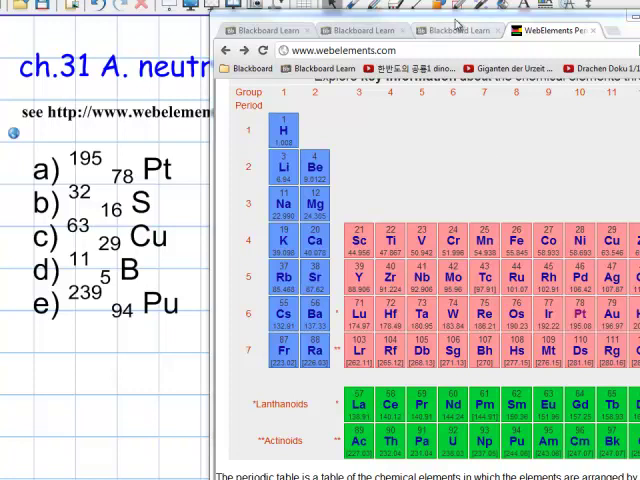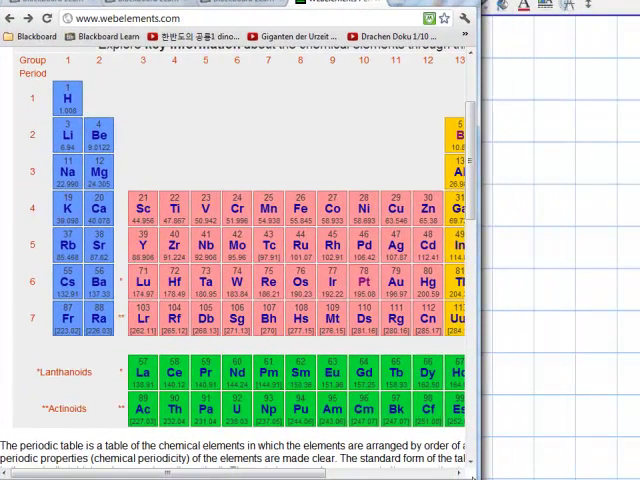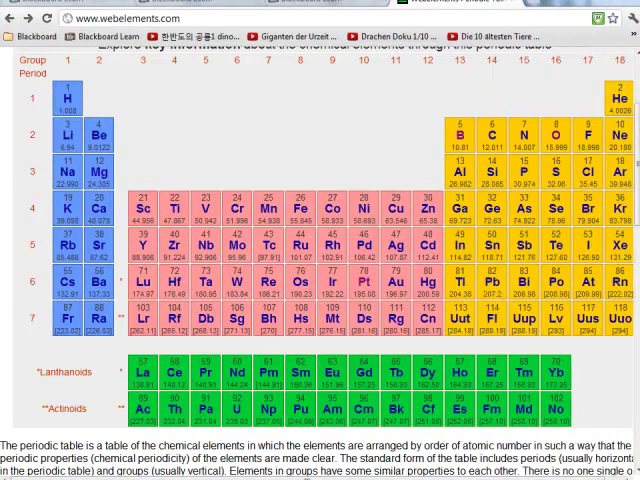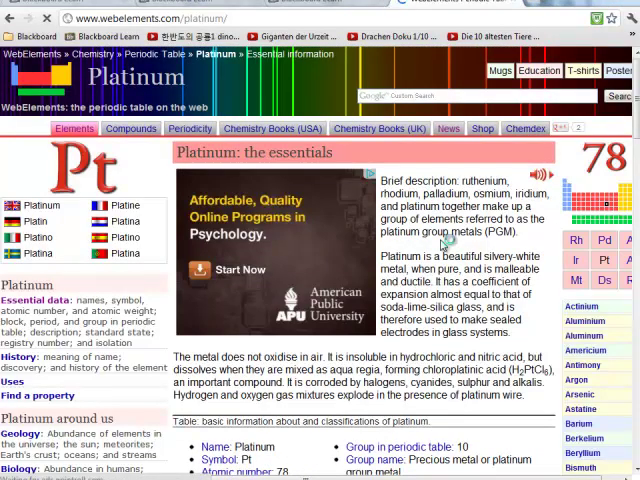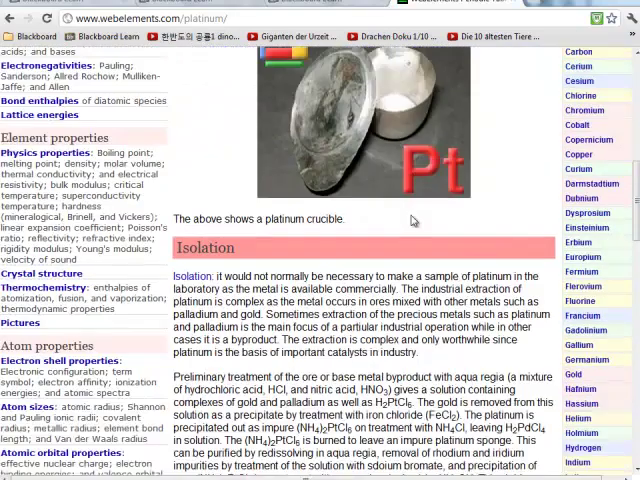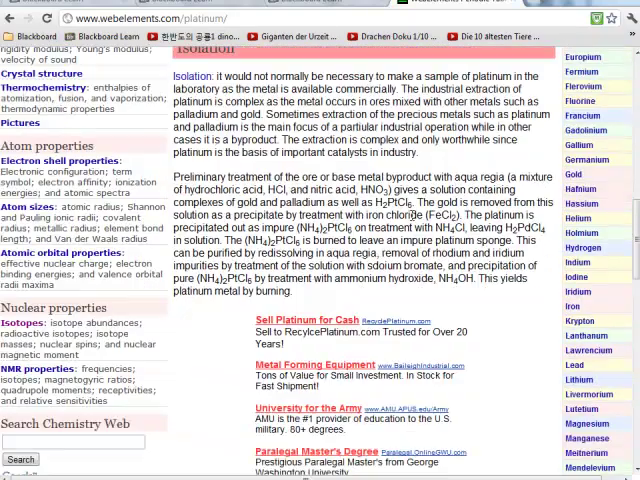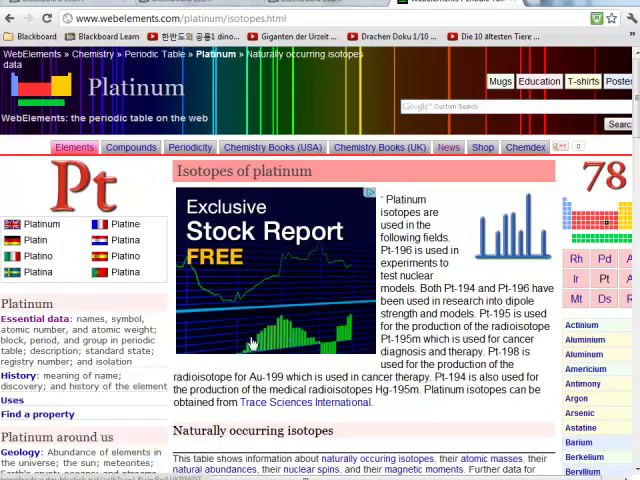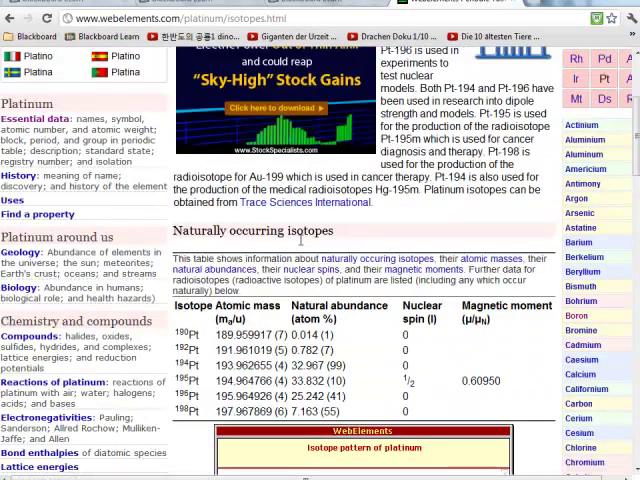Okay, even though I'm already done with the problem, I figured I might as well look up specific isotopes, for example, for platinum. This WebElements web page, which is in England, is really good. It's probably the premier chemistry website. So here are the naturally occurring isotopes.